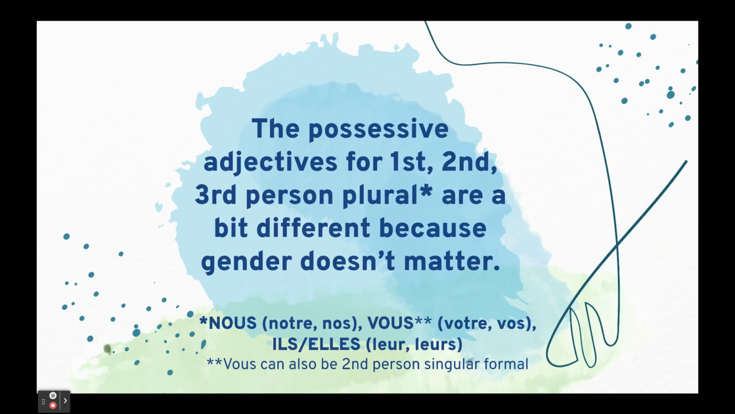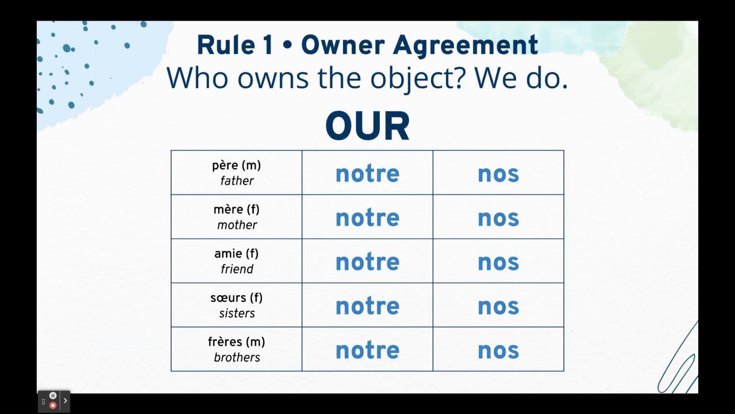Okay, the possessive adjectives for first, second, and third person plural are a bit different because gender doesn't matter. So what is first, second, third person plural? That's nous, vous, and ils and elles with an S, right? So remember, vous can also be singular in a formal context, but let's not really worry about that. Even when it's singular, its possessive adjectives don't change.